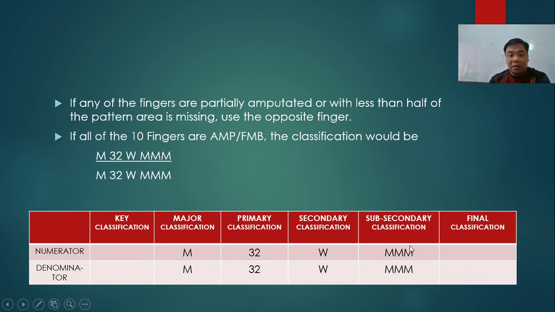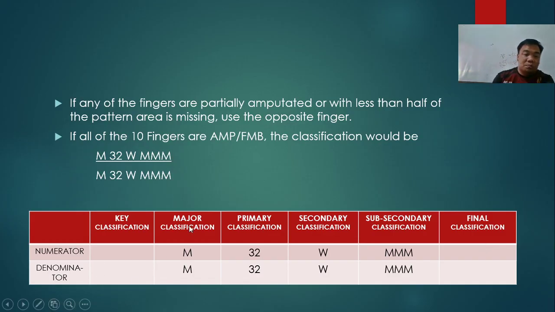Sa subsecondary naman, although they are all considered as whorl with zero ridges below or above right delta, the classification would be meeting. So, the fingers that will be considered in the subsecondary classification would be the index, middle, and ring finger. So, sa subsecondary classification natin would be meeting, meeting, meeting, over, meeting, meeting, meeting. We do not have final classification, kasi nga walang ridge count. Plain whorl siya pero walang ridge count.